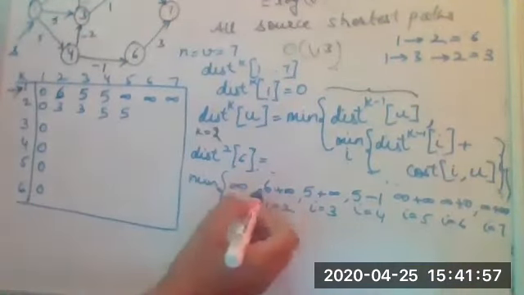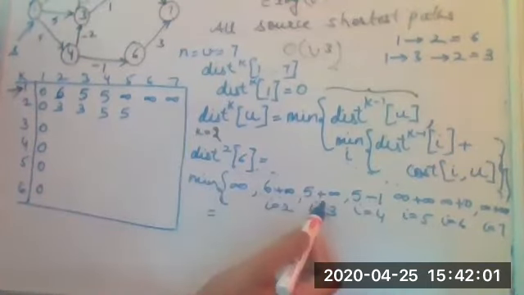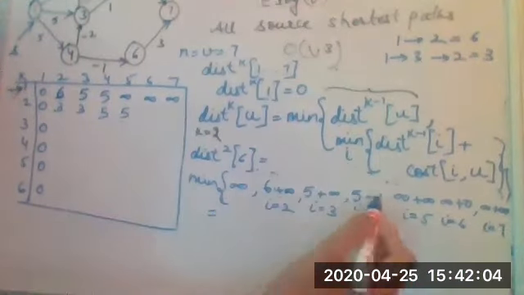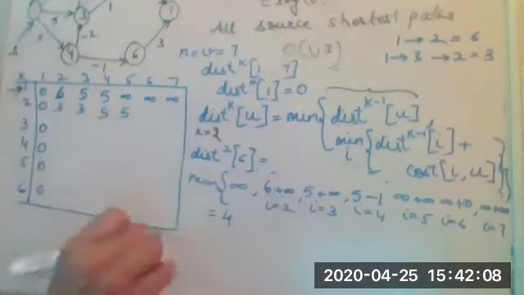So the values here are infinite, 6 plus infinity is infinity, 5 plus infinity is also infinity, 5 minus 1 is 4. So that is the only value that we have. So we will have 4 value here.